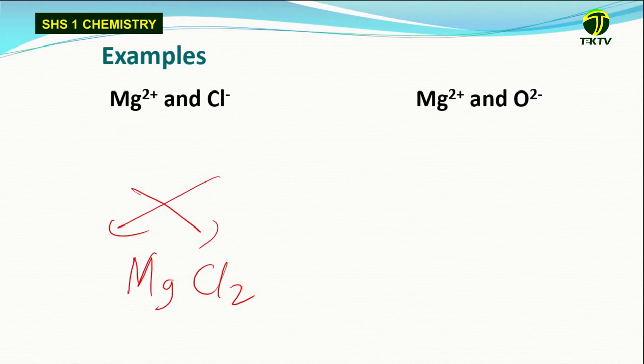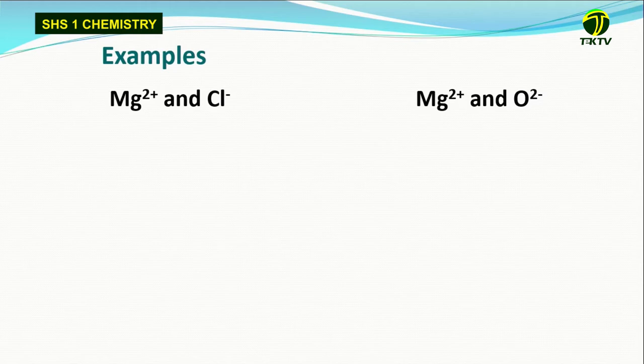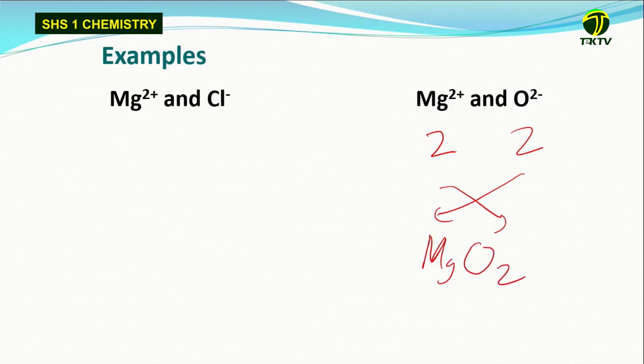Now let's look at the formula formed between magnesium 2+ and oxygen 2-. Again, the combining capacity of magnesium is 2 and the combining capacity of oxygen is 2. When we interchange them, we have Mg2O2. But 2 is common, and so as 1, 1, they cancel out. So the formula for magnesium oxide is MgO, not Mg2O2.